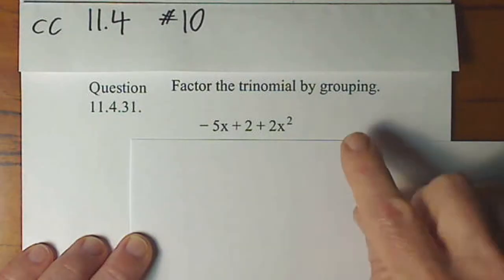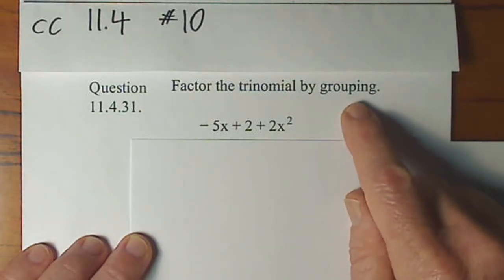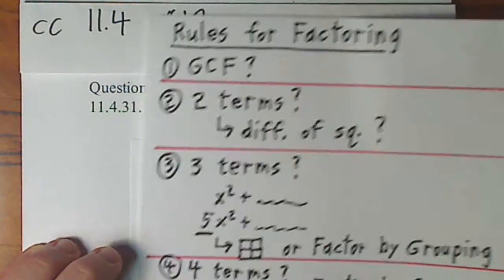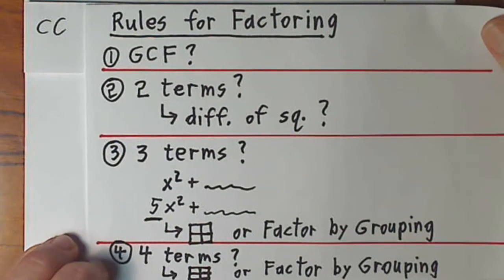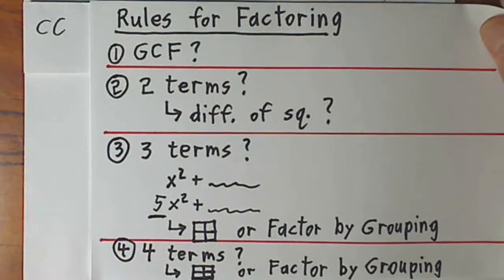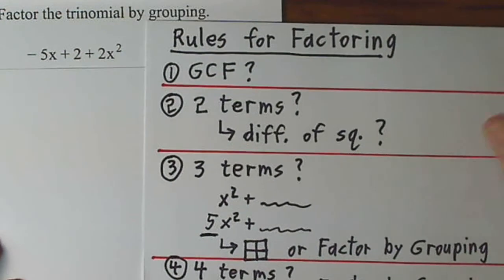Alright, we're asked to use factor by grouping for this trinomial. A lot of times when I'm introducing factoring polynomials, I like to have a little bit of a roadmap to follow. I've referred to this a number of times. I'm going to slide the problem over and take a look here.